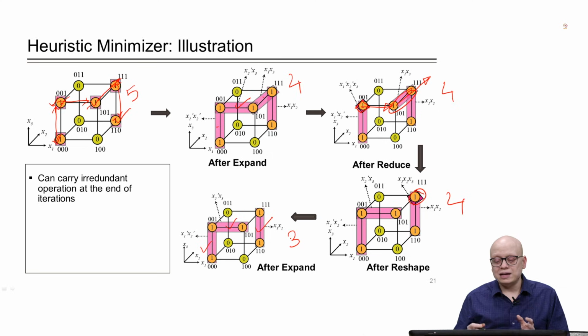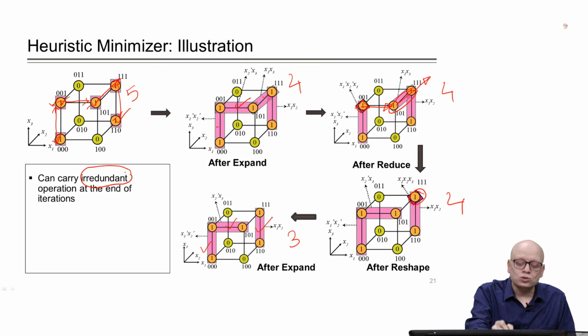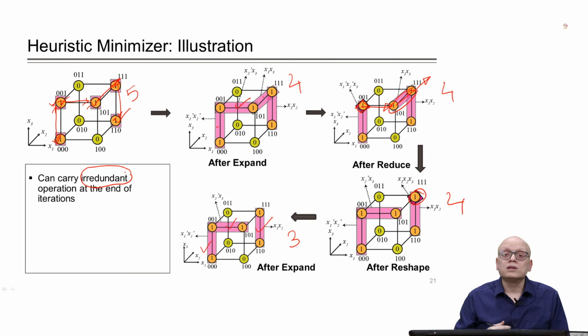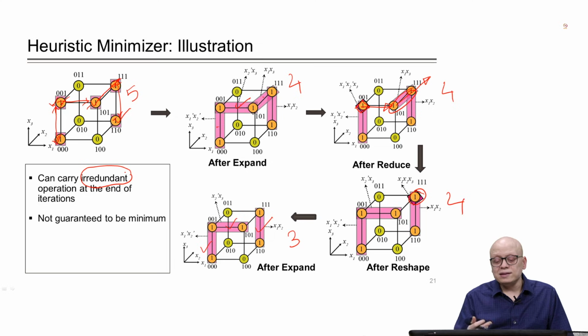But typically what is done is that after we have carried out an iteration of expand, reduce, reshape, expand, reduce, reshape multiple times, at the end we again carry out an irredundant operation, so that if possible some implicant can be removed, right. So, in this case it is not required to carry out an irredundant operation, or it will not yield any improvement. Now, in this case it turns out that we are getting a minimum cover with this heuristic minimizer, but it is not that we will always get a minimum cover using this heuristic minimizer.